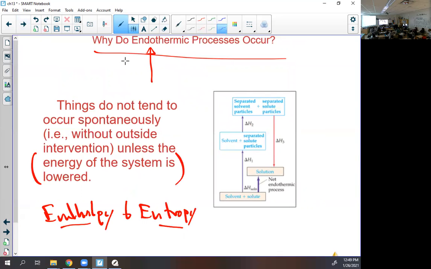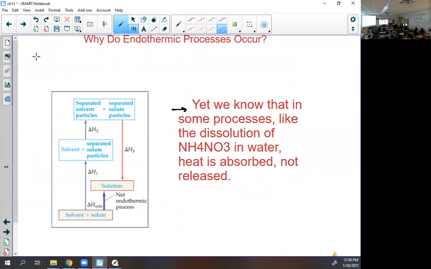So why do endothermic processes occur then? Seems kind of like an odd question, but things don't typically occur spontaneously or without outside intervention unless the energy of the system is lower. But that's not what happens when an endothermic process happens. We're actually gaining energy.